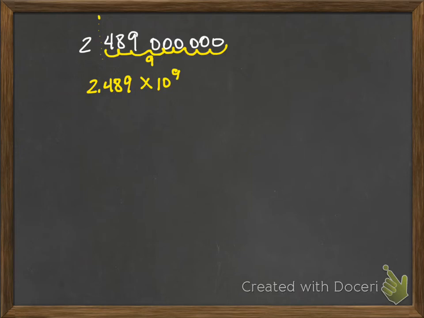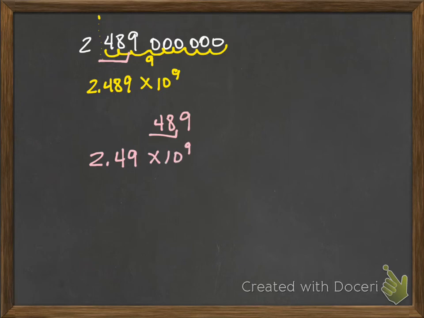If I wanted just 2 decimal places, I'm going to have to round up. I have 489 and I want to round it here. I look at my 8, I look at the one just past that, it's greater than 5, so I'm going to round up. So it's going to be 2.49 instead of 2.489. And again, we move the decimal 9 places, so it'll be times 10 to the 9th.